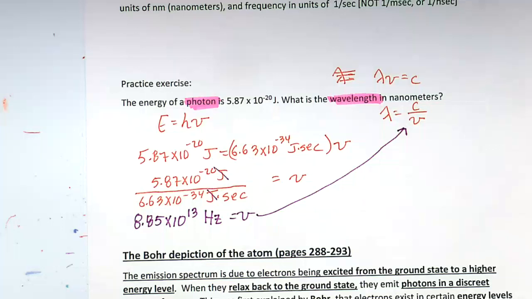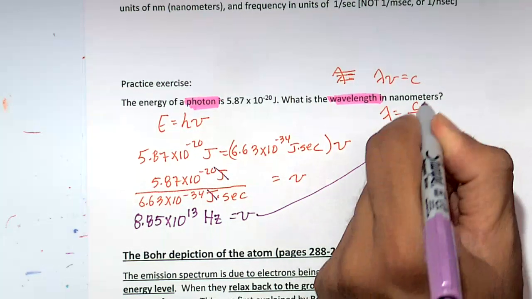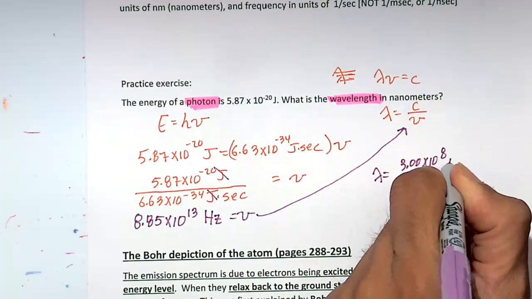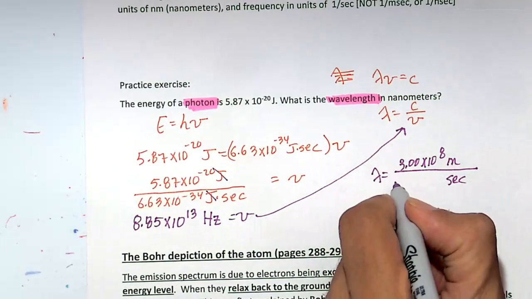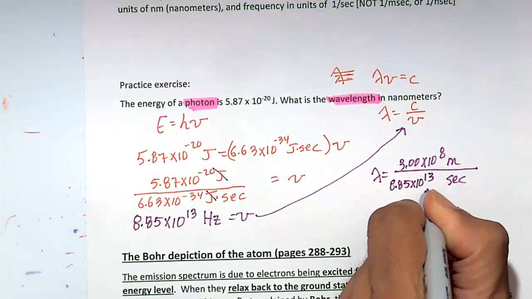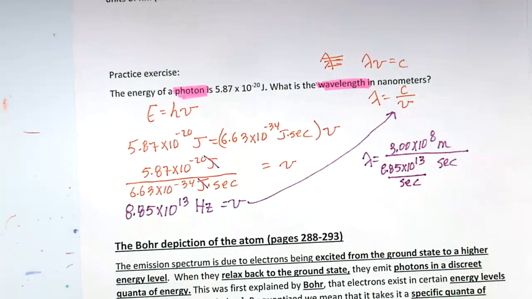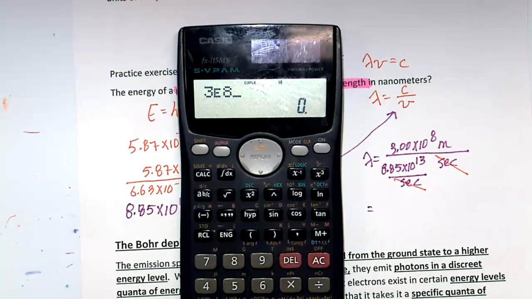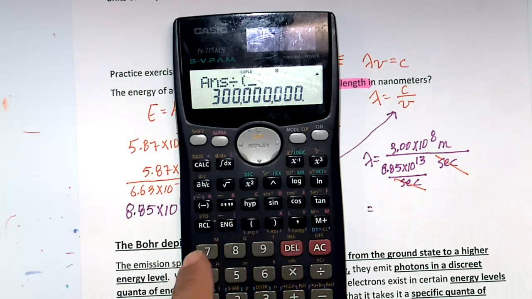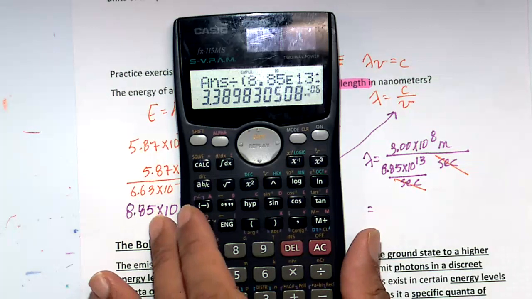I'm going to put that in here. So lambda now is c, which is 3 times 10 to the 8 meters per second, divided by ν, the frequency we just found, 8.85 times 10 to the 13 hertz, which is 1 over second. So I'll just put that 1 over second like that. And this second cancels. We're left with meters. So 3 exponent 8 divided by 8.85 exponent 13. You should definitely check my math here. 3.39 times 10 to the minus 6 meters.